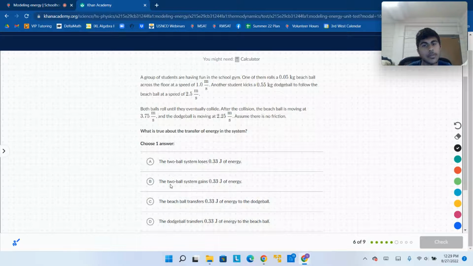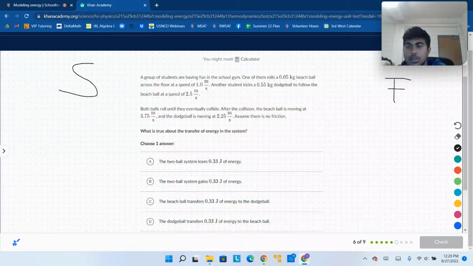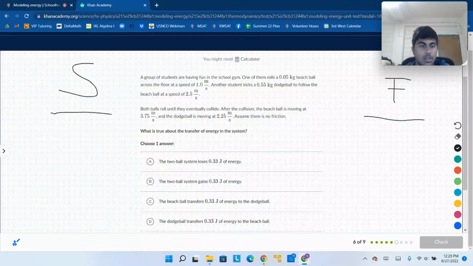Okay. So here's what we're gonna do. We're gonna make what we call this table to demonstrate, to model what's going on. All right. So we have a start, we have a finish, and on the first row, this first row here is going to be for the beach ball. The second row is going to be for the dodgeball. All right. So the beach ball: 0.05 times 1 squared over 2.